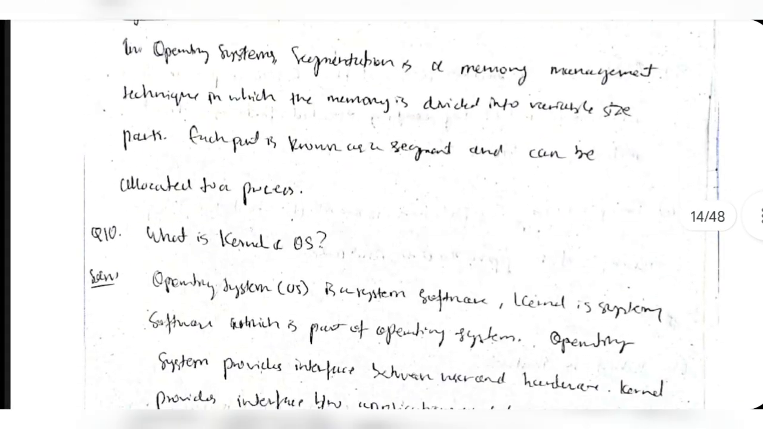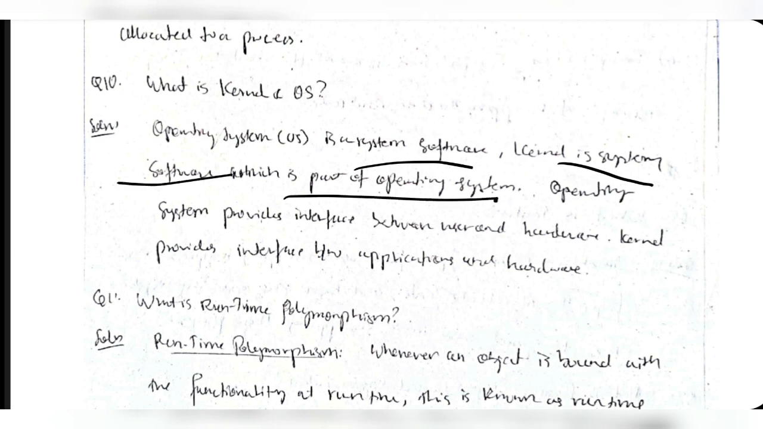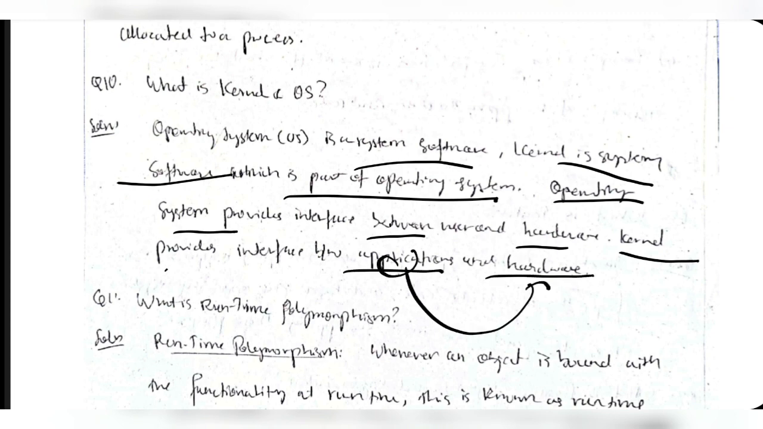Moving on to the next question, what are kernel and OS? OS is the operating system software. Kernel is a system software which is a part of the operating system. So inside the operating system there is a kernel. What does the kernel do? The operating system provides an interface between user and hardware. The kernel provides an interface between application and hardware, software to hardware, hardware to users. In between, the kernel is there.